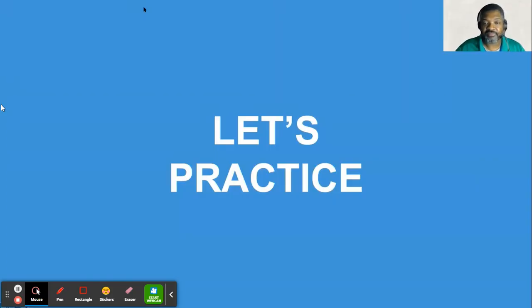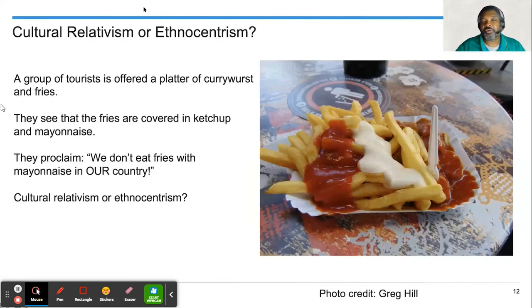Let's practice. A group of tourists is offered a platter of currywurst and fries. They see that the fries are covered in ketchup and mayonnaise. They proclaim, "We don't eat fries with mayonnaise in our country." What is that? Is it cultural relativism or ethnocentrism?